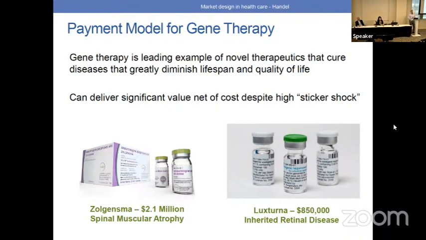Another example of a drug like this is Luxturna, which is priced at $425,000, and then you look and it's $425,000 per eye. You need it for both eyes, so this is a drug that costs roughly $1 million and is used to treat inherited retinal disease. So these are drugs that have the potential to deliver really high value.